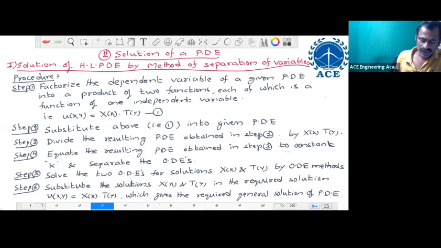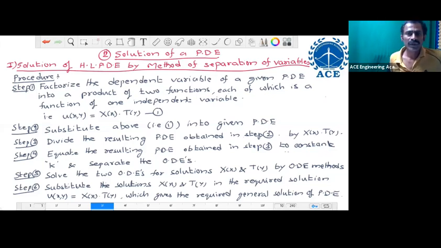Okay, this is the procedure. Let us do one problem on this so that we can understand this. So we come to the first step. What do we do? First, we identify the dependent variable, and we should write that as a product of two functions. And we substitute that in the given equation.